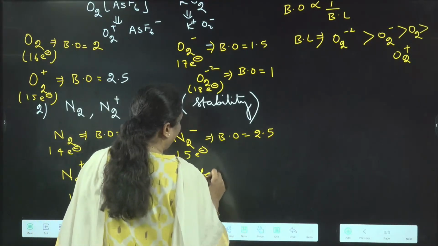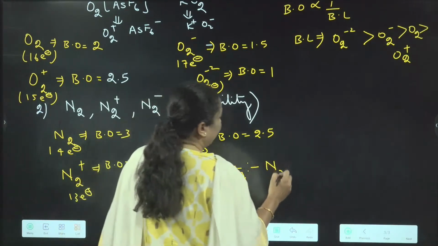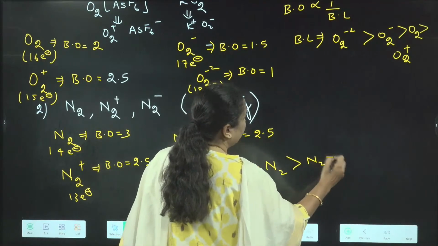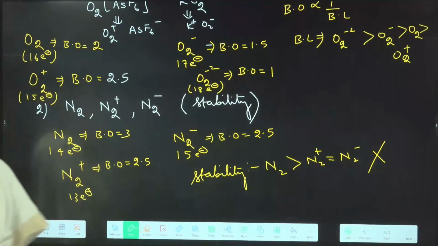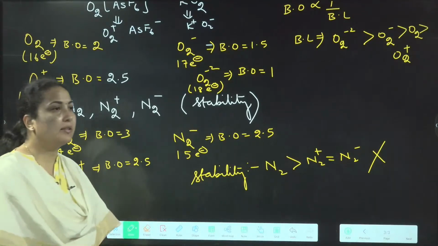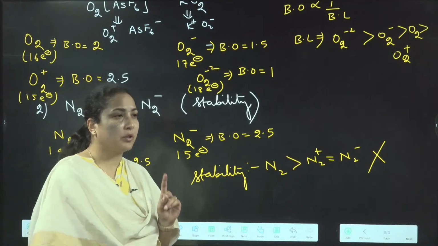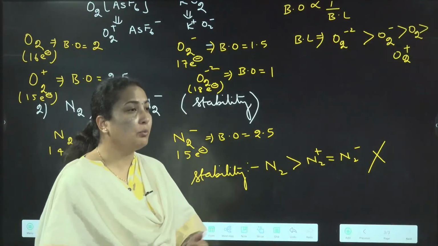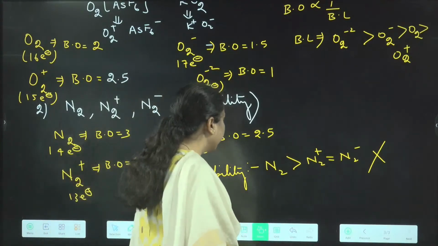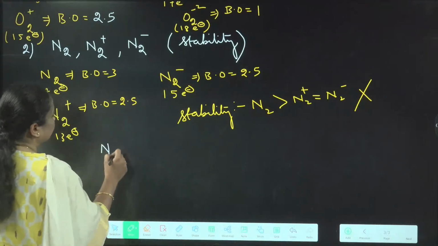Now, few of you might have written like this. I think maybe majority of you. N2 greater than N2 plus equal to N2 minus. Mind it, this is wrong. You cannot write like this. Do you remember we have written one note also that if at all bond order is same, then check which species is having more number of electrons in antibonding, right? So you have to write down for N2 plus.